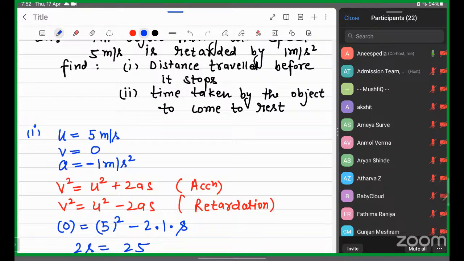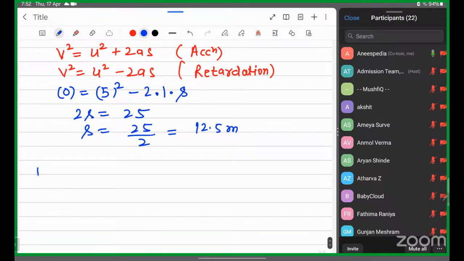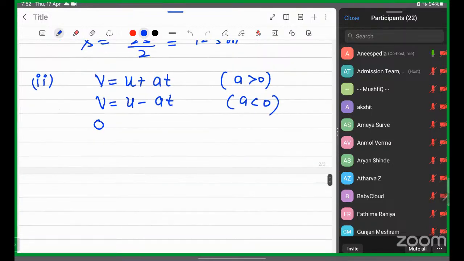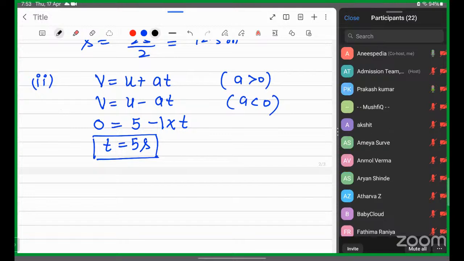Now we want the time taken by the object to come to rest. Second part. To find out the time, we can use the first equation, which is v equals u plus at. This will work if a is positive, and v equals u minus at. This will work if a is negative, that is, retardation is given to you. Final velocity is 0, initial velocity is 5, minus acceleration a is 1, and time is to be calculated. So t will be 5 seconds. Understood or any doubt? No, sir. No doubt.